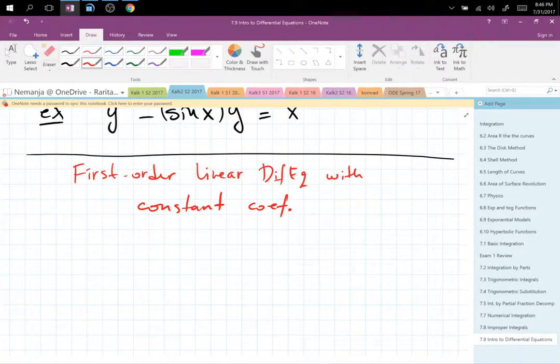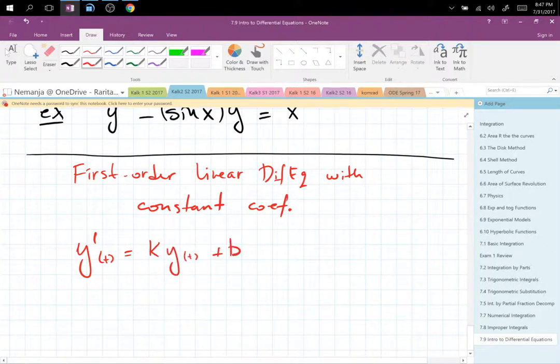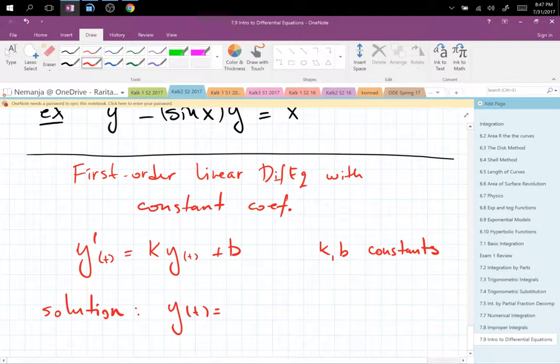The equation is y prime of t, let's say t is the variable, is k y of t plus b. So k and b are constants. They're not functions. The solution is y of t equals c e to the kt minus b over k.